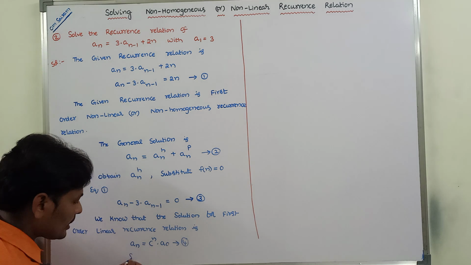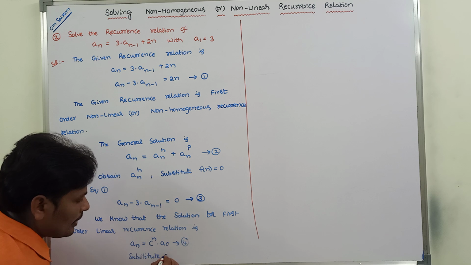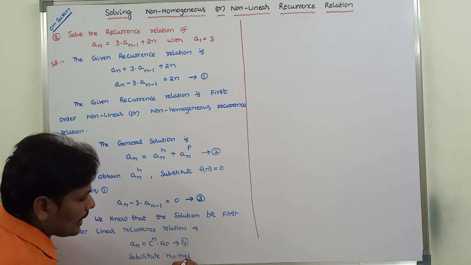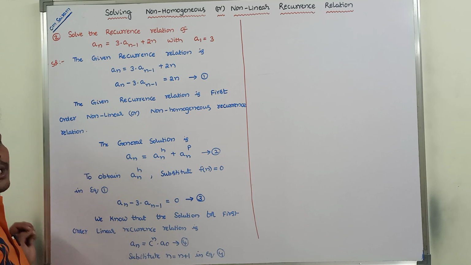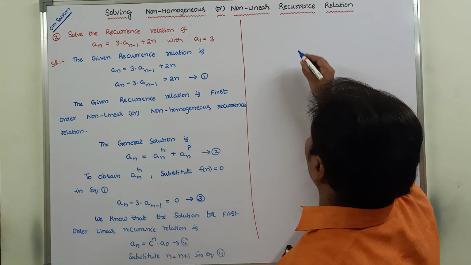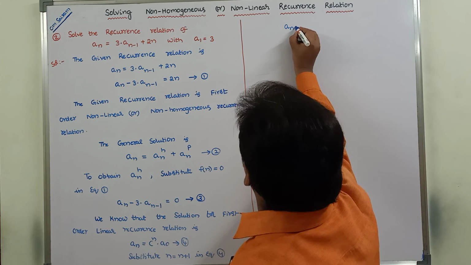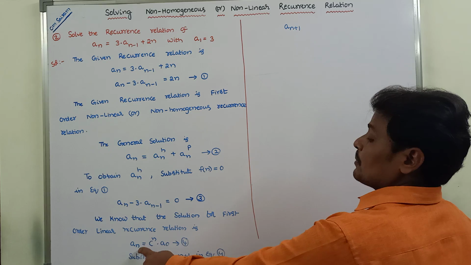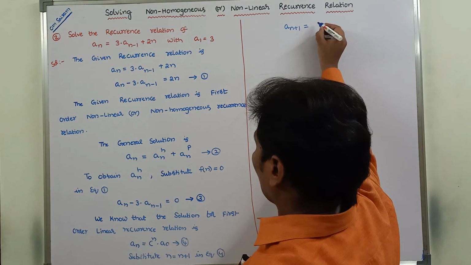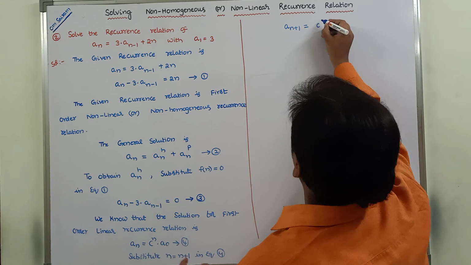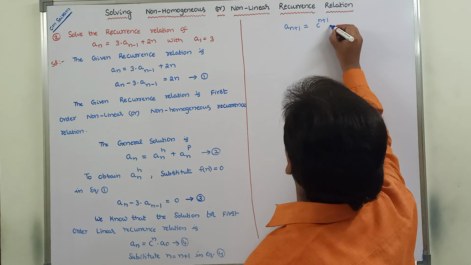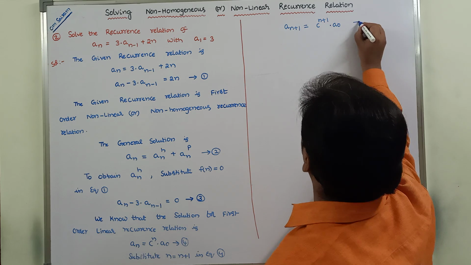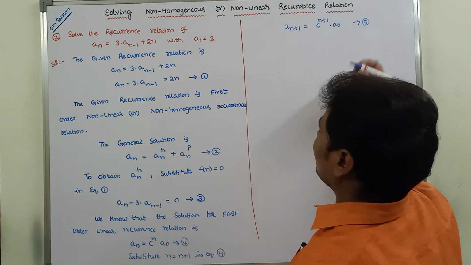Substitute n is equal to n plus 1 in equation 4. Then we are getting a suffix n plus 1. In the place of n, we are substituting n plus 1, so a suffix n plus 1 is equal to c power n plus 1 into a naught. So this is equation 5.